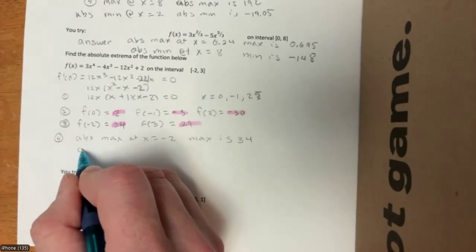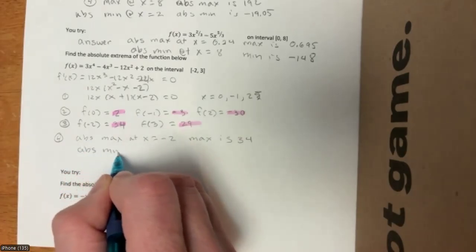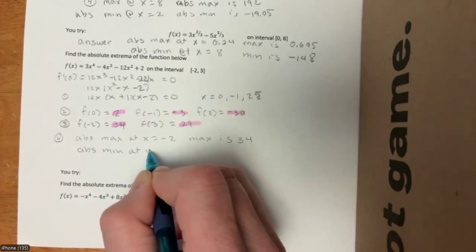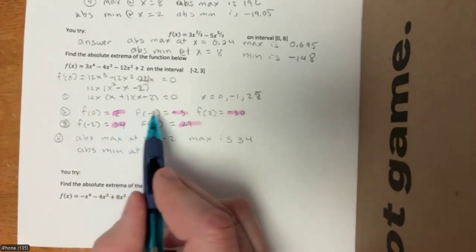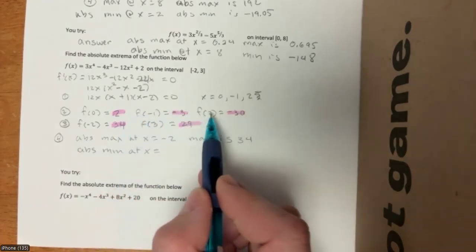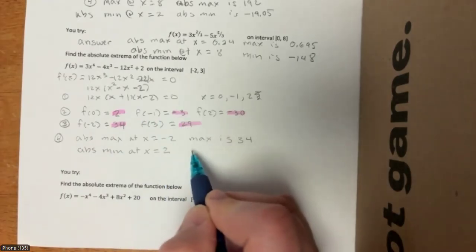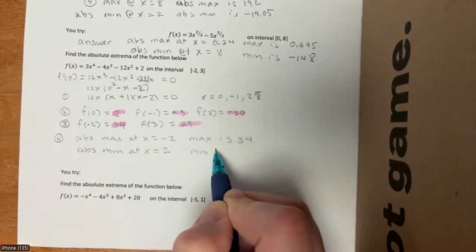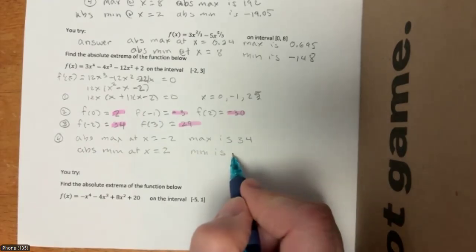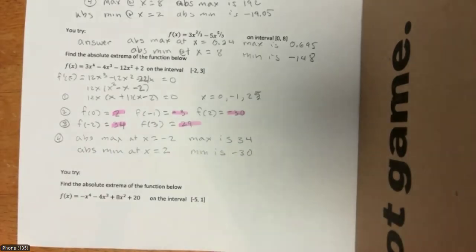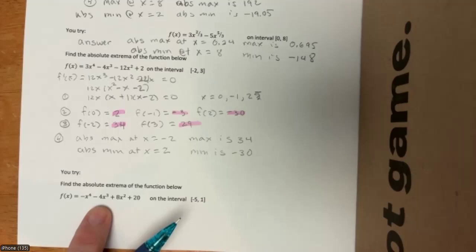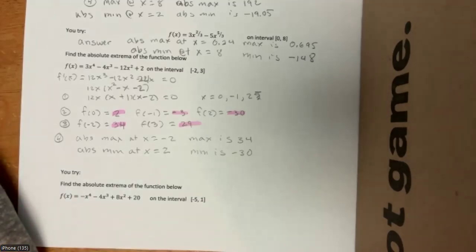Then we have an absolute minimum at, let's see, what's the least value here? The least value is -30, and that occurs when x equals 2. So that minimum is the y value, which is -30. So now pause the video and do this try problem, and then start it again to find the answer.